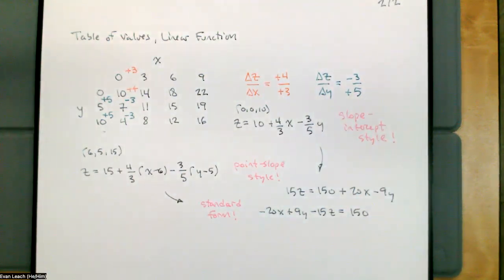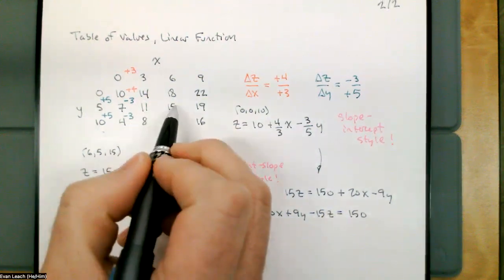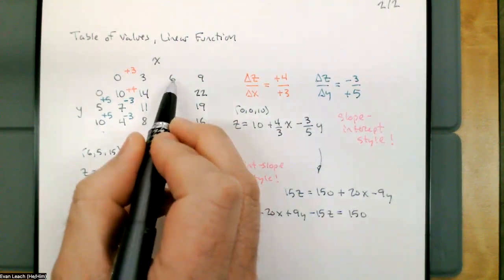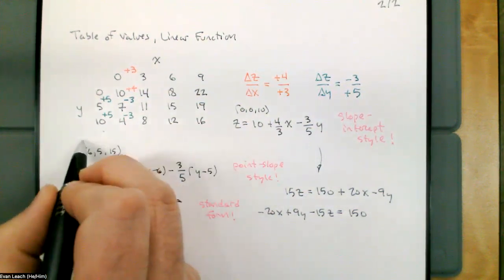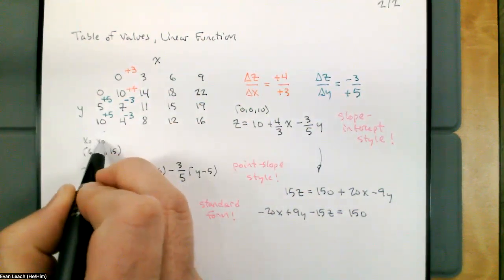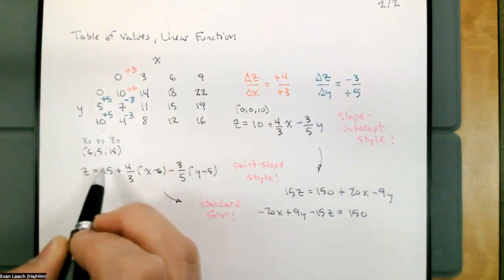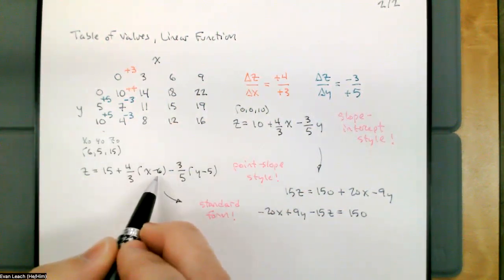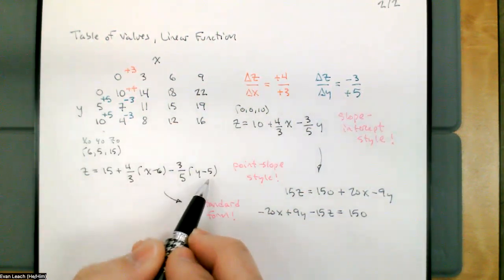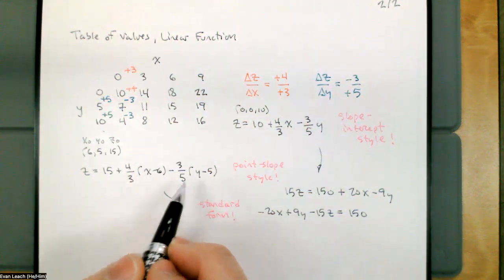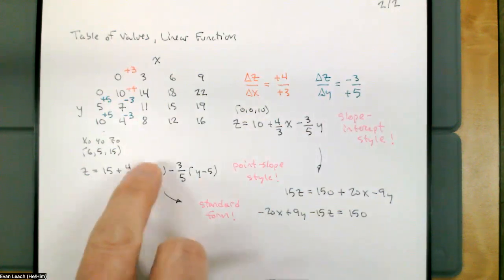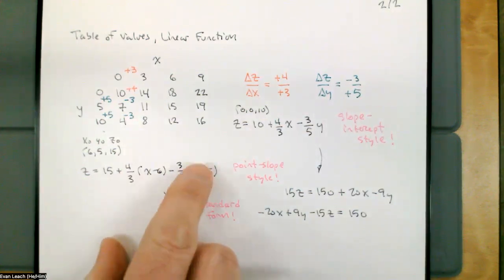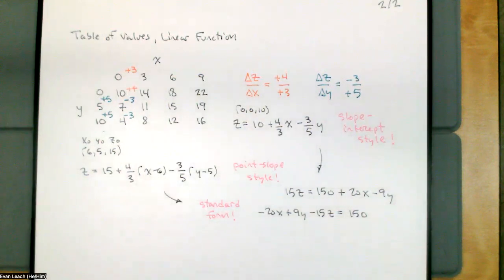That's the point that I chose to start off at. So I picked this point here, 15, when x is 6 and y is 5. So 6, 5, 15. That's my x naught, y naught, and z naught. So z is 15 when x is 6 and y is 5. Notice that 6 and 5 will zero out these two terms. So it's adding 4/3 zero times and subtracting 3/5 zero times. Is everybody okay?